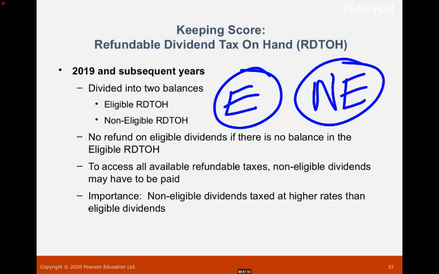So in other words, if you're trying to access the refund and get the dividend to a person in the most tax beneficial way for the individual taxpayer, it's a little more challenging to do that now because you have to take it out of the appropriate pot.